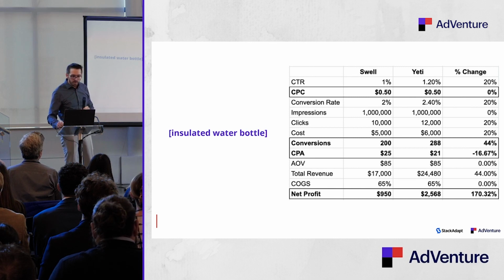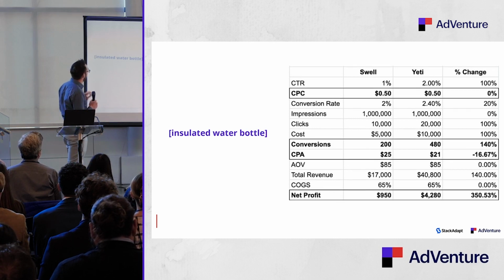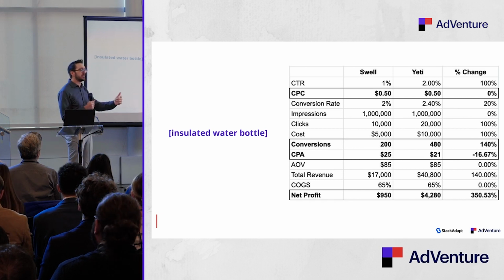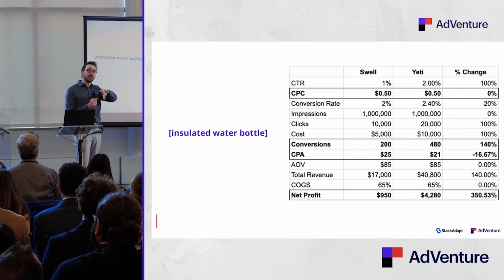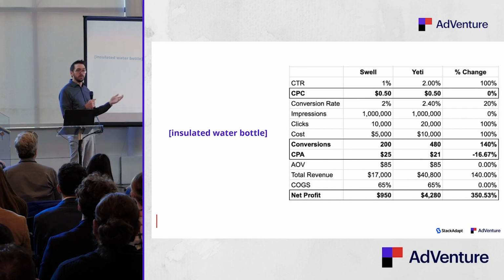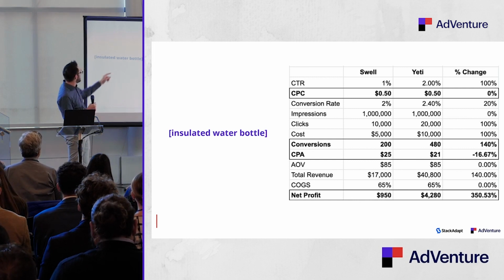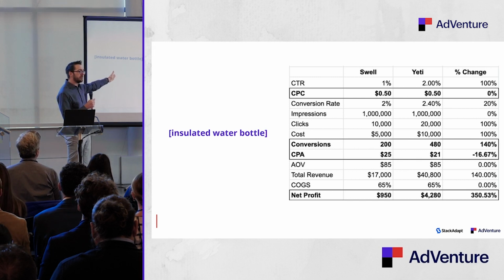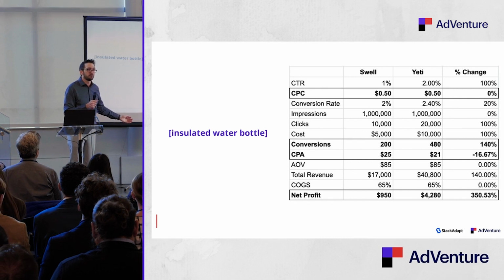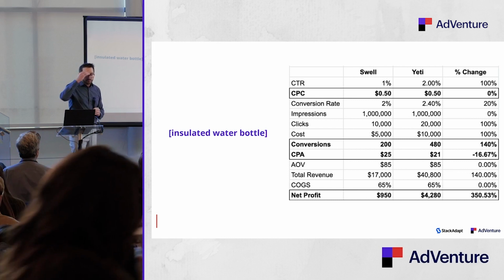Now, let's assume that it's worth a little bit more. Let's assume that that Yeti ad, that search ad, is worth twice as much, meaning your average person is twice as likely to click on that ad for Yeti than they would be for Swell. You run those same numbers, and now the net profit that Yeti is earning compared to their competitor Swell is more than 3 times the amount. Crazy stuff.